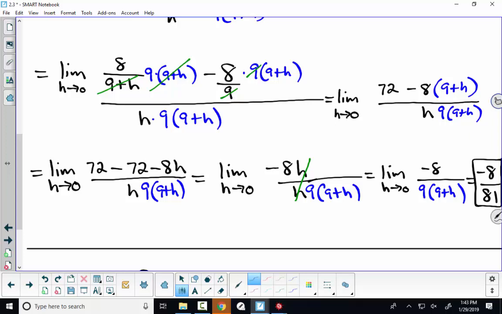What happened to the 9 times h? No, the very last one, you have minus 8 all over 9 times 9 plus h. So the 9 times h in that last part. Yeah, so h is going to 0, so that thing is going to 0. Yep, I'm going to put that in.